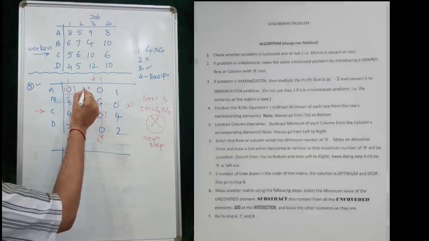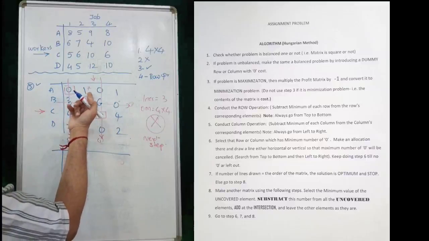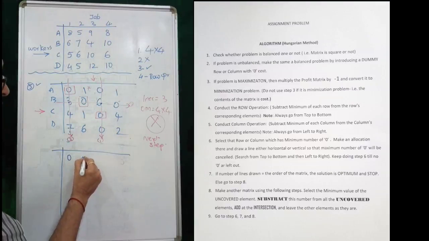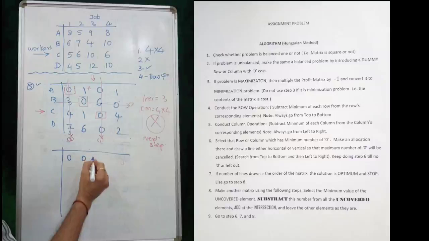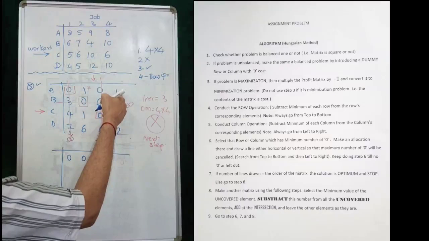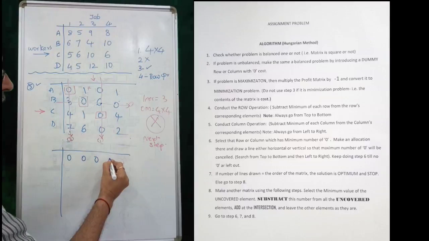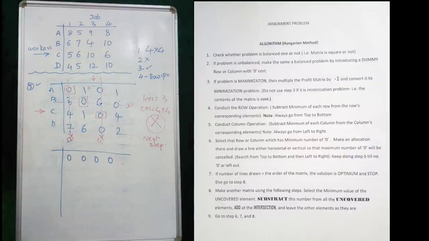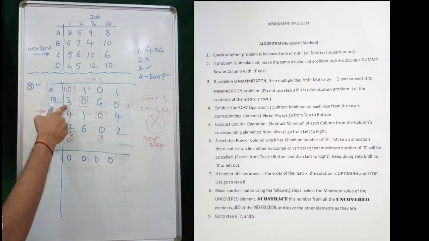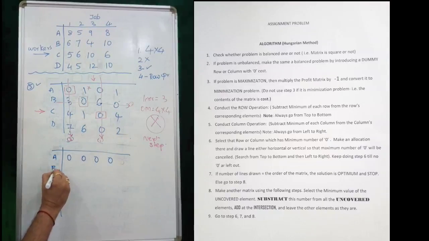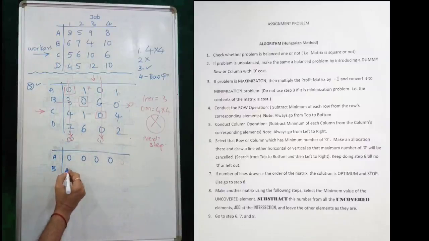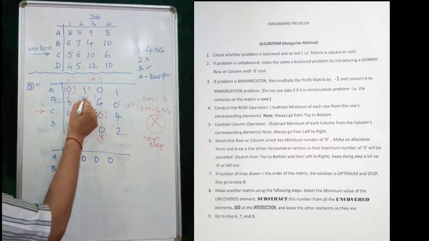I have to minus this minimum from the uncovered element. So this is an uncovered element. 1 minus 1 becomes 0. This is covered, so I write it as it is. This is uncovered, so 1 minus 1 is 0. This is an intersection. What will happen to the intersection? Intersection, I have to add it. So it will become 4. It is 3 plus 1.